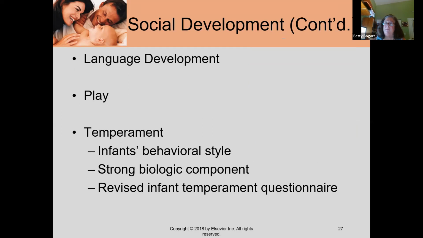Their language development starts with crying and cooing. Those are the first two things. We know play is so important. And their temperament, what are their behaviors? There are different ways of measuring it, and that's why I just put this here. There are questionnaires for different sorts of children that we would do to determine what they need.